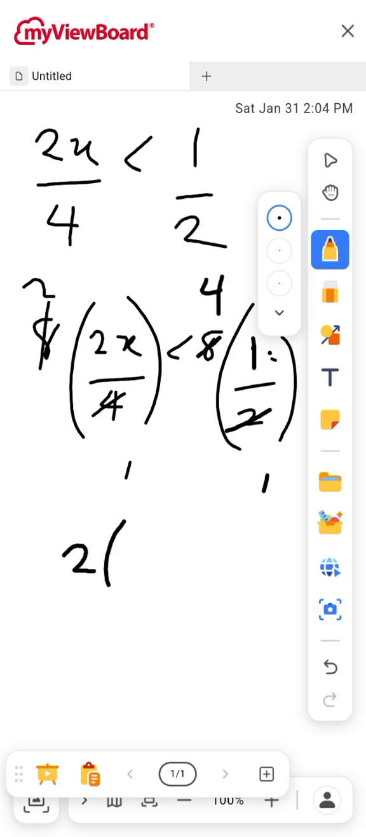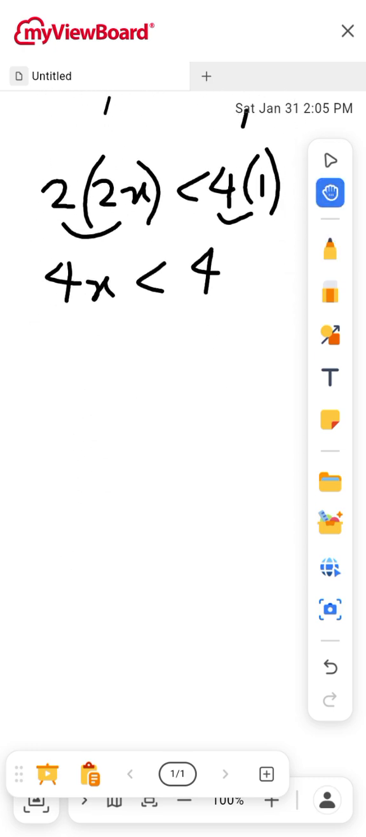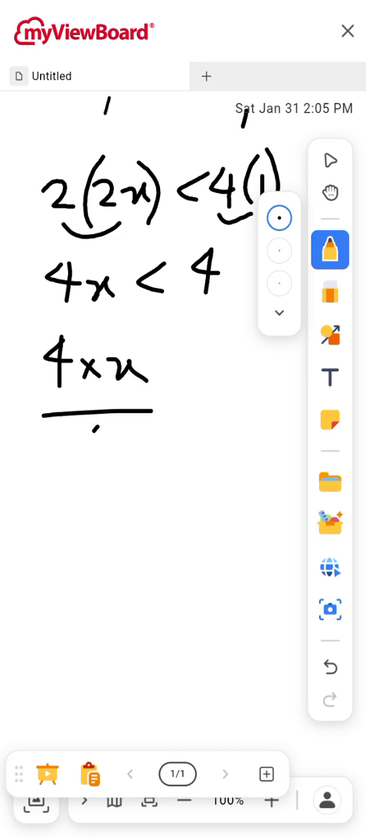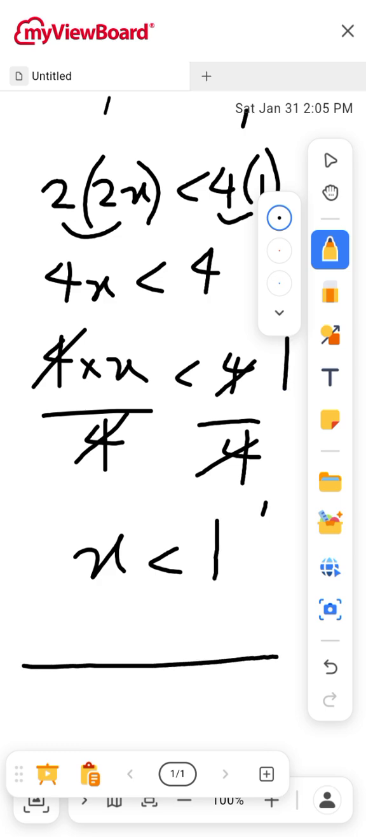So at the end of the day, I have 2 into bracket 2x less than 4 into bracket 1. What is 2 times 2? It is 4x less than 4 times 1, 4. So this is an equation where I need to divide by the coefficient of x. So I'll say divide both sides by 4. 4 times x over 4 less than 4 over 4. 4 cancels 4. x is less than 4 goes there, 4 goes there, 1. x is less than 1. And you can just represent your inequality without stress. Values of x that are less than 1, they follow this direction.